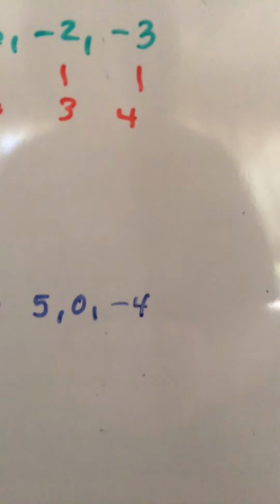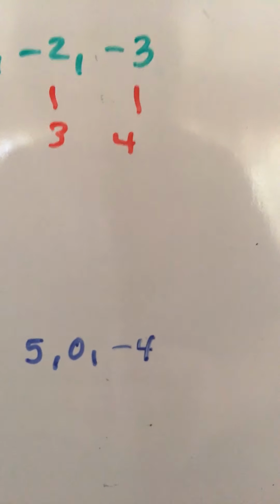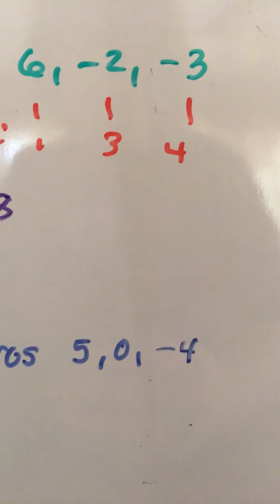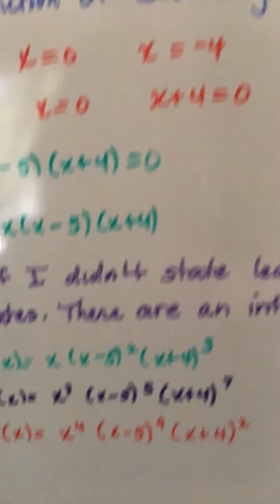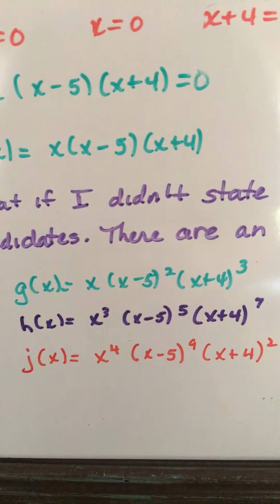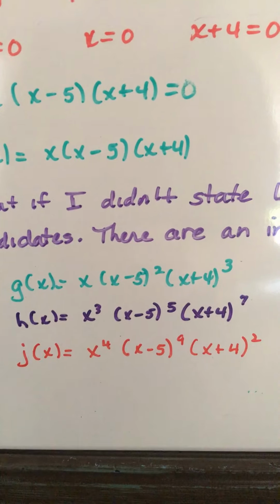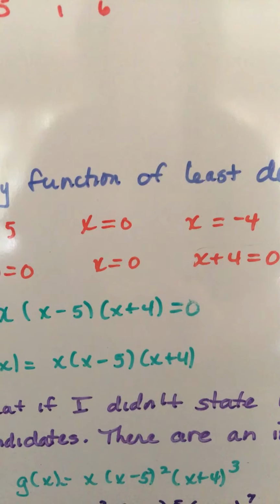What if I told you I wanted 0 4 times, I wanted 5 9 times, but I only wanted -4 twice? That would give me this. So unless they tell you the multiplicity, when you write it, you do least degree.